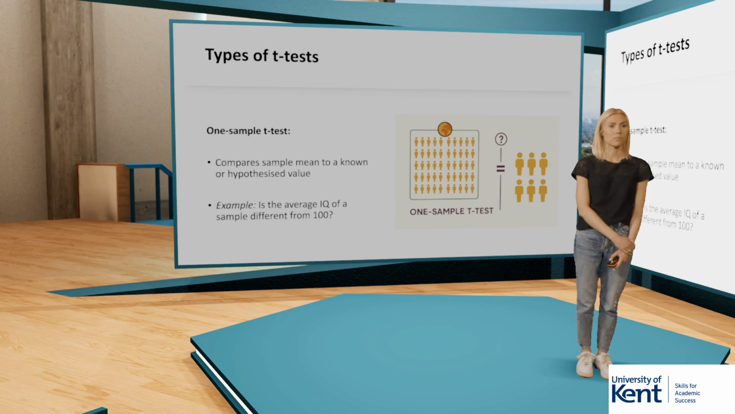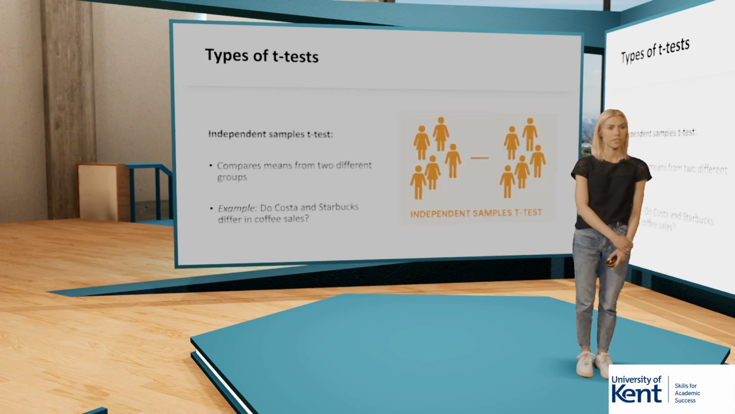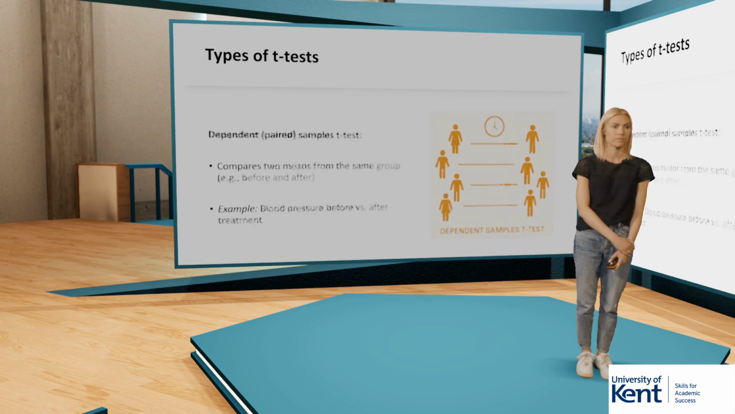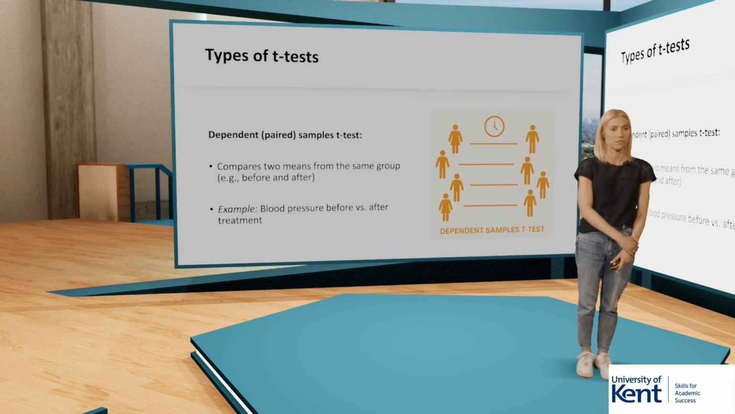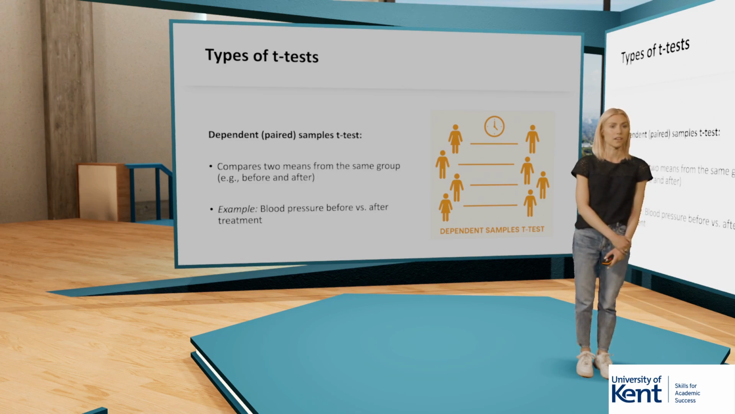First of all, the one sample t-test compares a sample mean to a known or hypothesized value. For example, checking whether a group's average IQ is different from the population average of 100. The independent samples t-test compares means between two different groups, for example, measuring coffee sales between two different companies. And finally, the paired samples t-test compares means from the same group of participants at different times or under different conditions. For example, blood pressure before versus after a treatment.